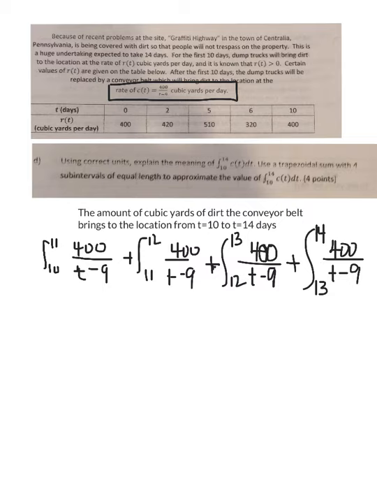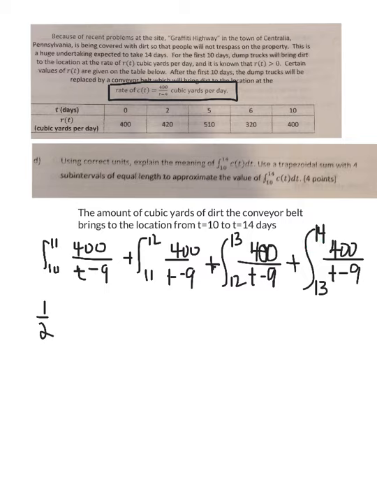So let's think about trapezoidal rule. So trapezoidal rule is, well, area of a trapezoid is 1/2 the height. Okay, now the height for every single one of these is going to be 1, because the distance from here to here is 1. The distance from here to here is 1. The distance from 12 to 13 is 1. And the distance from 13 to 14 is 1.